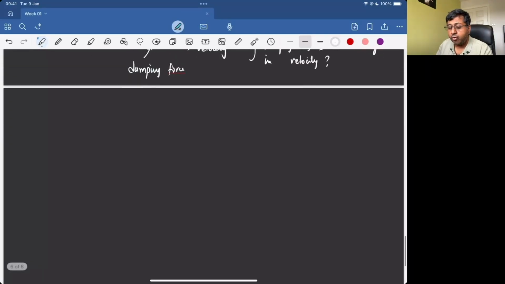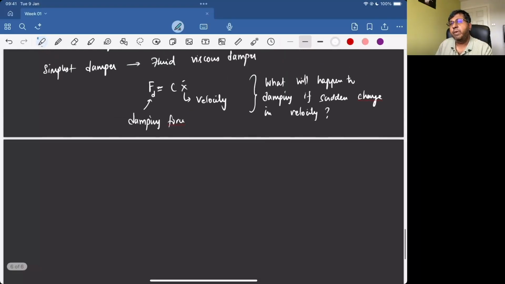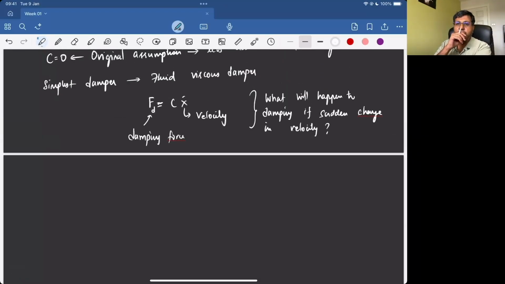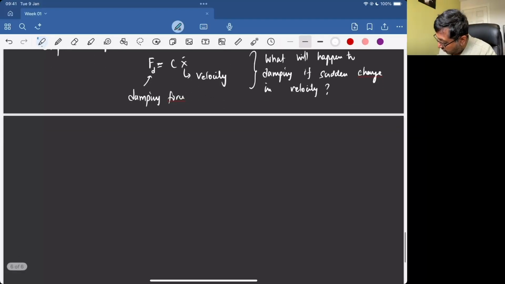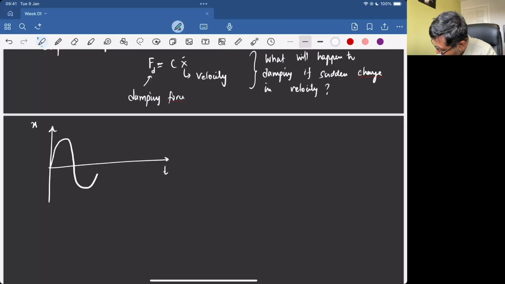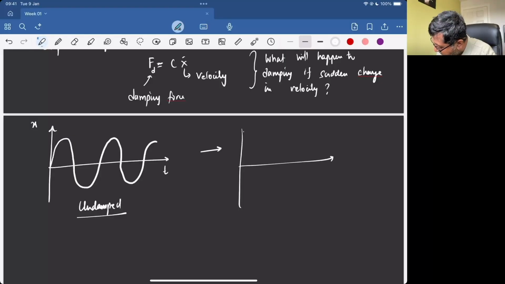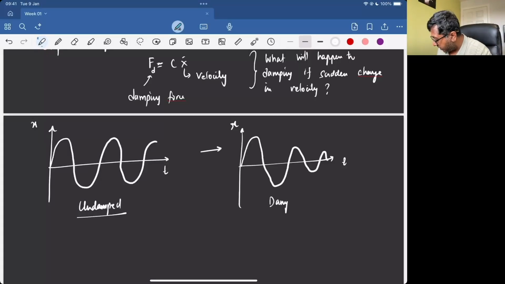So if we say that there's some damping, that means the oscillatory motion should come to rest, right? In other words, let's say our original system response, x versus time, was a nice continuous sinusoid. So this is for the undamped. Then for the damped system, that would be our damped system.